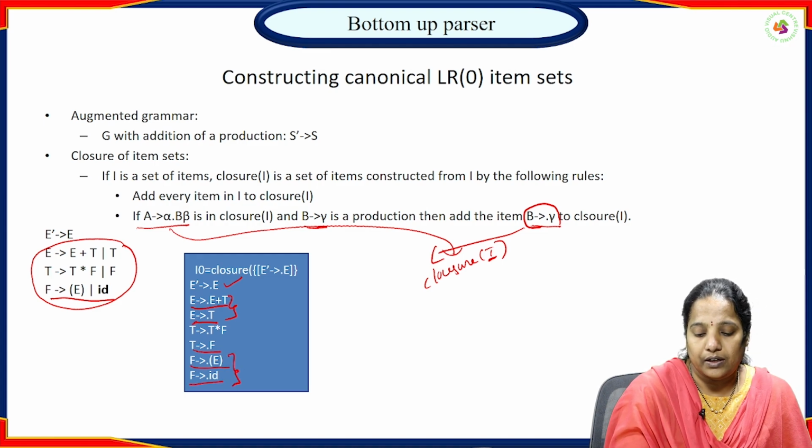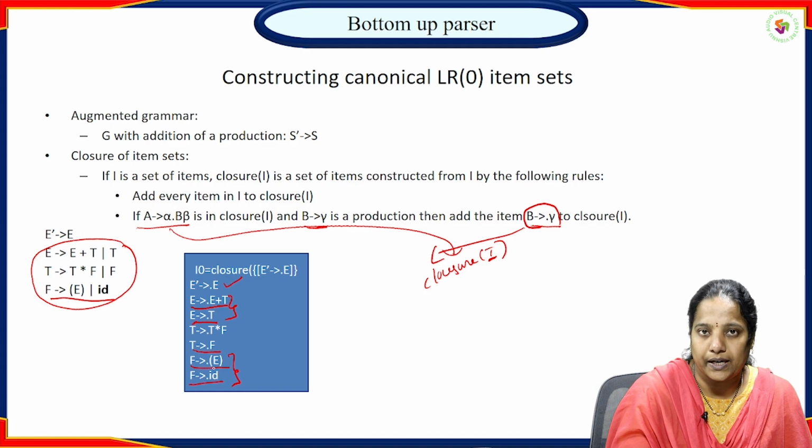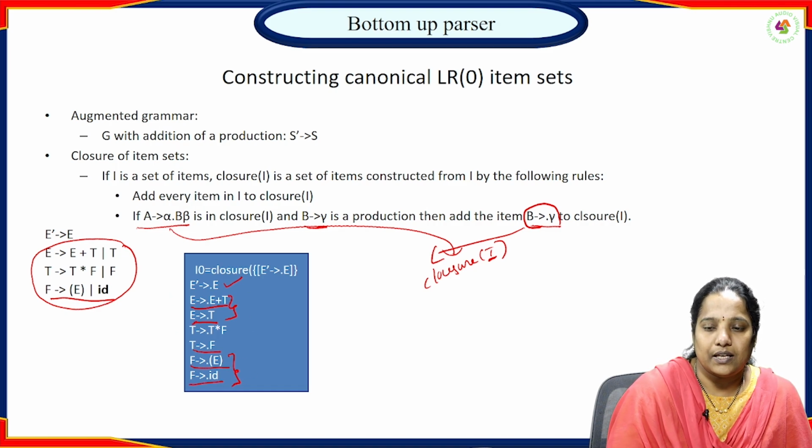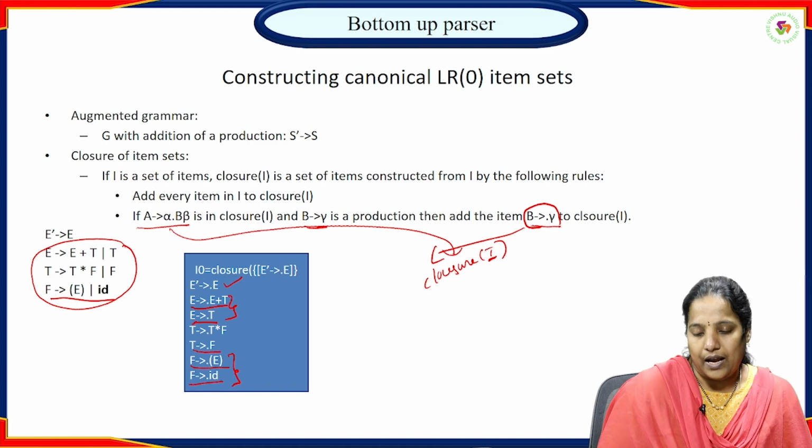When we observe this one, here dot is followed by left parenthesis. It is not a non-terminal symbol, so nothing will be added by this. Dot followed by id is there. It is not a non-terminal symbol, so nothing will be added. By this, we conclude the construction of the current item. Okay, this is the construction of the item.